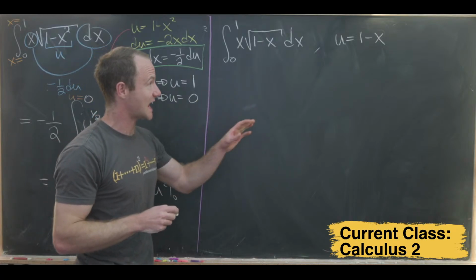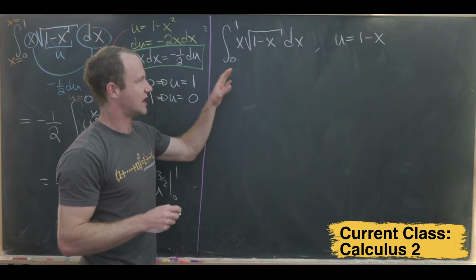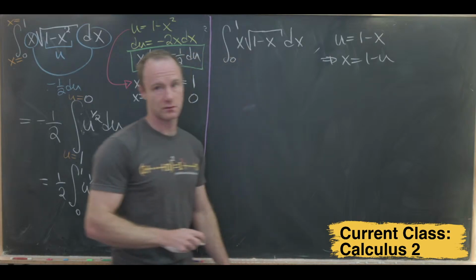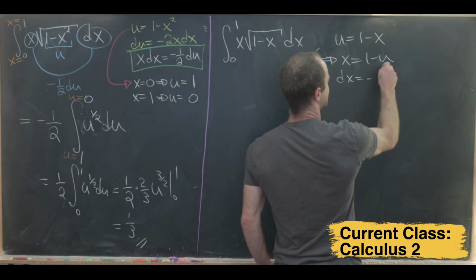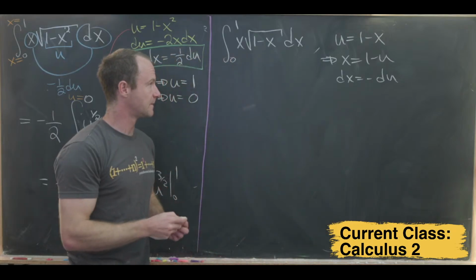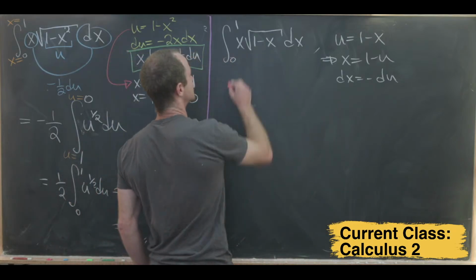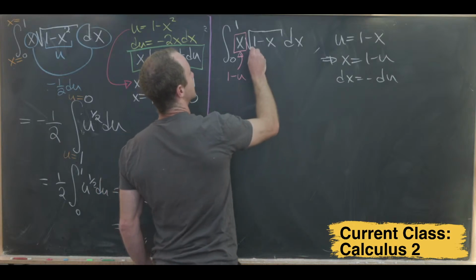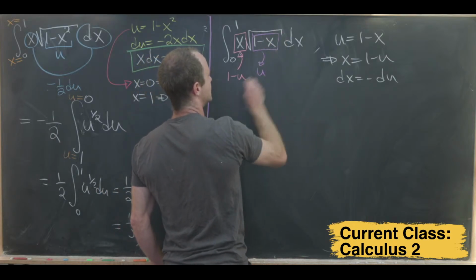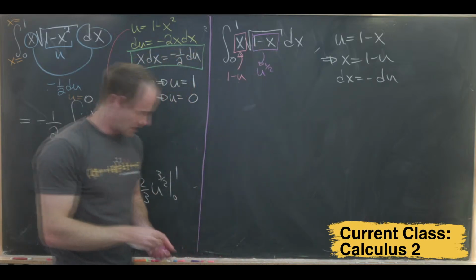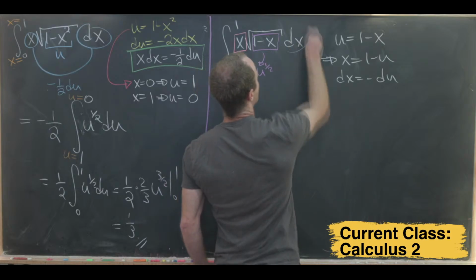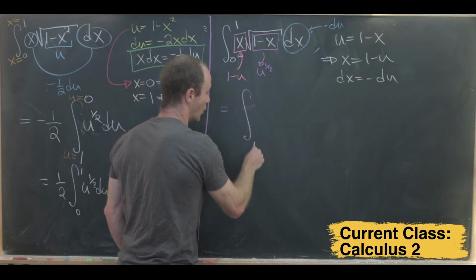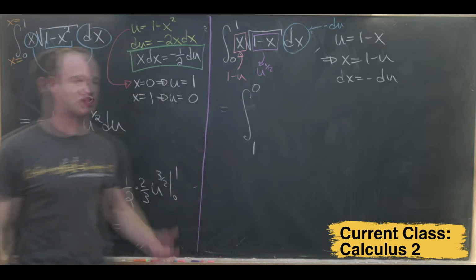But then instead of finding du and trying to build it into this integral, what we'll do instead is solve for x. Notice that means x is 1 minus u. And then we can calculate dx. So that means dx is minus du. Okay, but that's everything we need to change this integral. So this x can be replaced with 1 minus u. This 1 minus x can be replaced with u to the half. It's in the square root. And then this dx can be replaced with minus du. Okay, so that's going to leave me with the integral from 1 to 0. I'll change the bounds of integration just like I did over here.